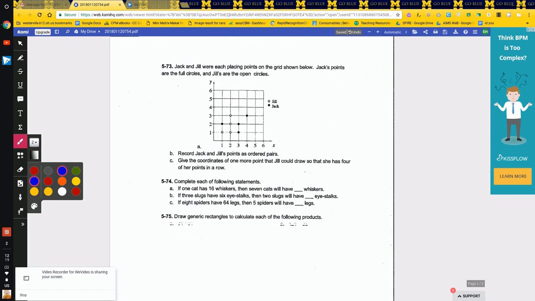573. So we got Jack and Jill. I guess they didn't go up the hill because they're plotting dots on this chart here. Jack's are the full circles. Jill's are the open circles, and they give you a nice little key right there. So again, in order to find the ordered pairs, I'm going to record Jack right here, and I'll do Jill on the other side.